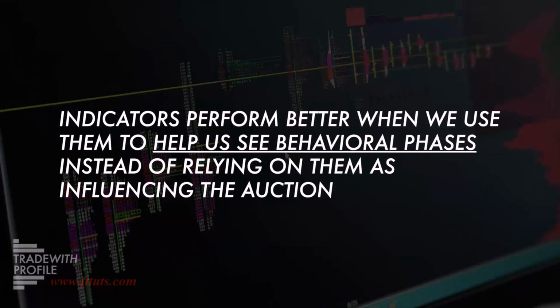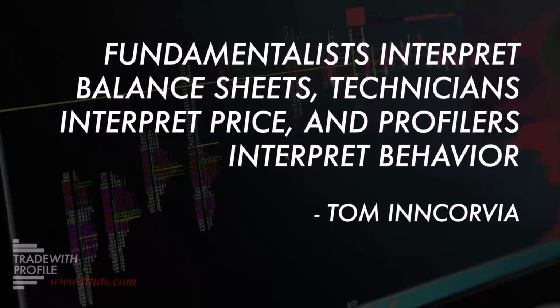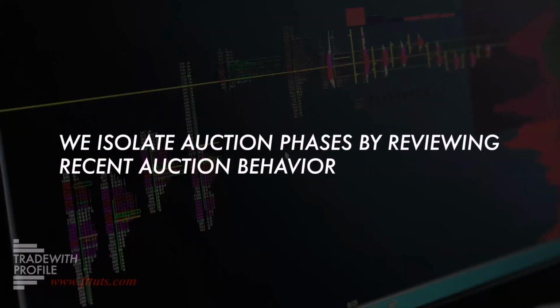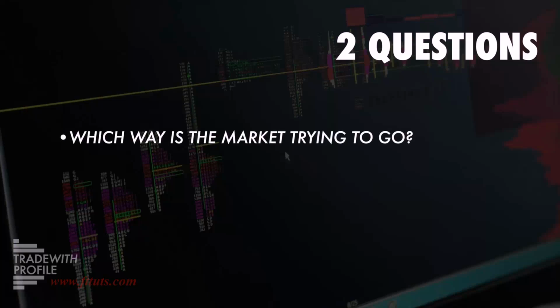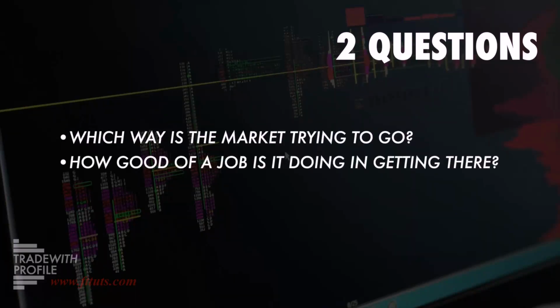So that's why we're looking at the behavioral phases. And this is a key distinction for us: fundamentalists interpret balance sheets, technicians interpret price, and profilers interpret behavior. So what we do is we isolate auction phases by reviewing recent auction behavior. And the way that we do that is we use two questions. The first is, which way is the auction trying to go? And the second is, how good of a job is it doing in getting there?